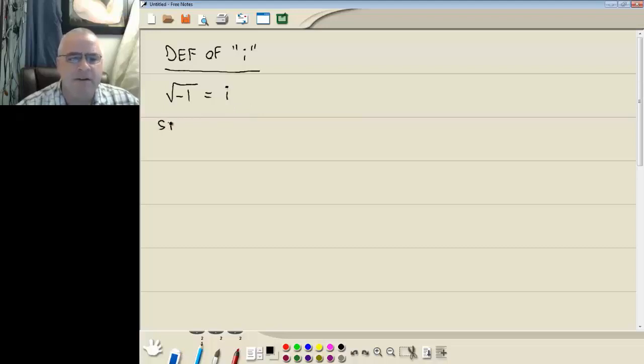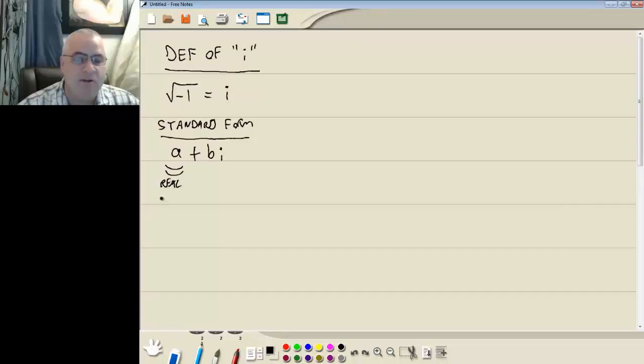Now we also have something called standard form, which is of this form, a plus bi. And a and b are typically numbers. So you've got a real part and you've got an imaginary part. Always, even if it doesn't say it, you should try to write it in standard form, where you have your real part separate from the imaginary part.